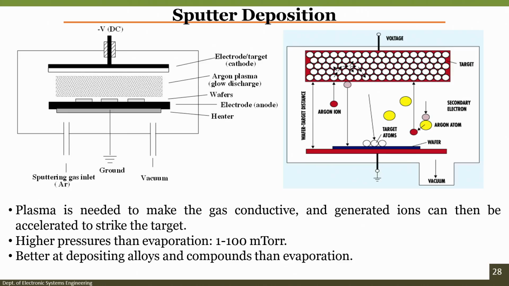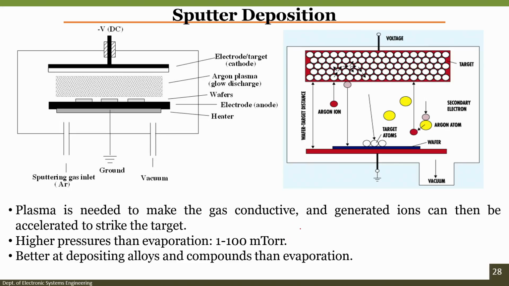If you see the slide, it is the same thing we have been discussing from previous slides: for sputter deposition you either go for DC sputtering, and here you can see there is a heater, the electrode, and wafers. Now, what is the role of this heater? When you have a heater, the atoms deposited onto the substrate can align. So, instead of getting an amorphous film, we can get a polycrystalline film. The advantage of heating the film during deposition is to improve the crystalline property of the film. Now, plasma is needed to make the gas conductive and generate ions that can then be accelerated to strike the target.